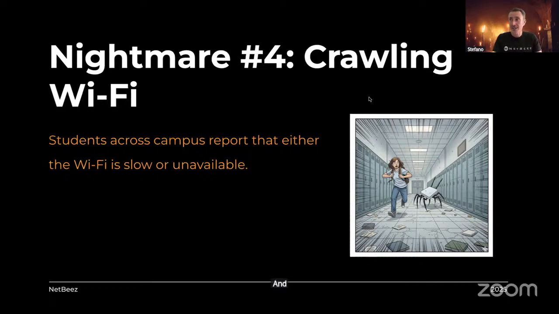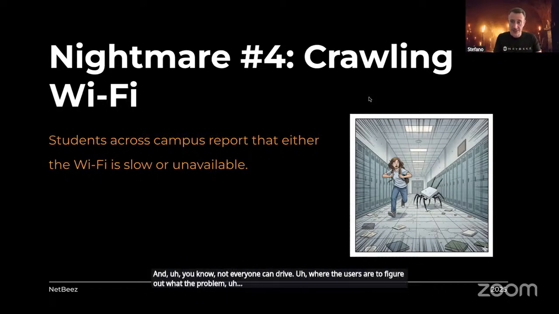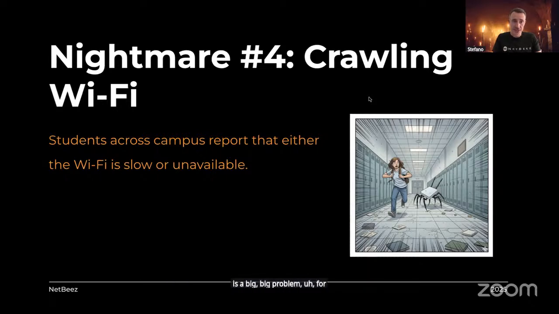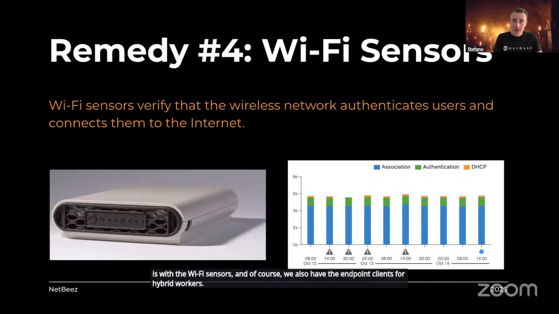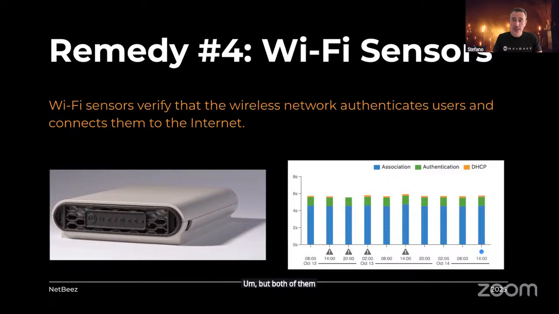And not everyone can drive to where the users are to figure out what the problems are that are affecting the employees of the company. And so really crawling Wi-Fi is a big problem for today's businesses and organizations. So how does NetBees help with this nightmare? It is with the Wi-Fi sensors, and of course we also have the endpoint clients for hybrid workers. But both of them can really check the signal strength, the link quality of the wireless link, and figure out if there is good or bad coverage.